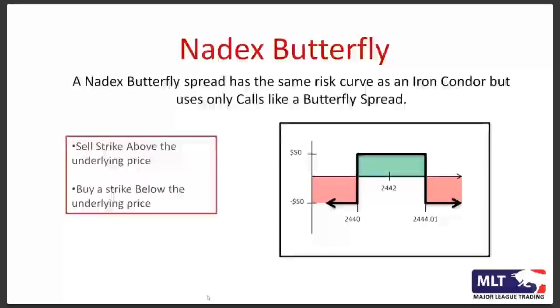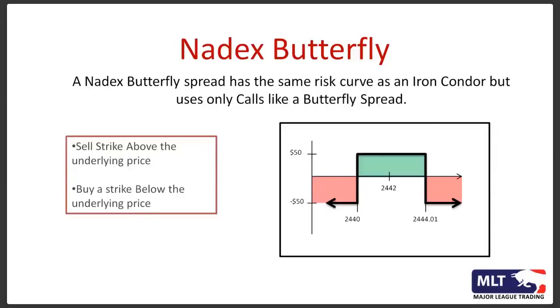I built what I call a Nadex butterfly. Now it has almost the same risk curve as an iron condor. It's a little bit different in that it doesn't have kind of pyramided sides. It literally goes straight up and down. And the reason it goes straight up and down is because with a binary option, you're either right or you're wrong. Meaning if everything's based off $100, you're either going to make $100 or you're going to make nothing on the trade.